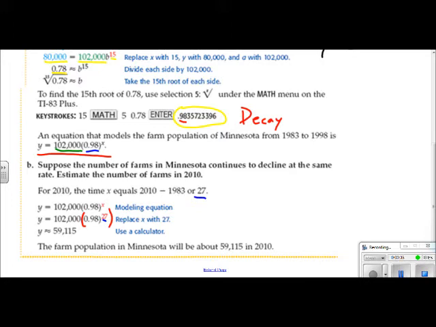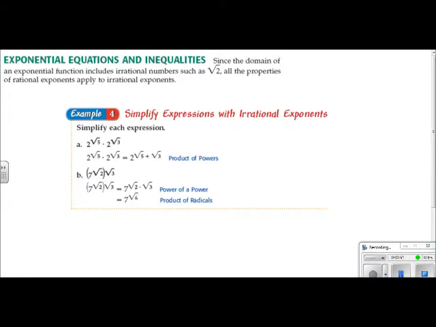Make sure you are getting that right on your calculator. You're not multiplying these two first. That would be wrong. So in the end, you should get approximately 59,115 farms. Pretty crazy. So looking at exponential equations and inequalities.